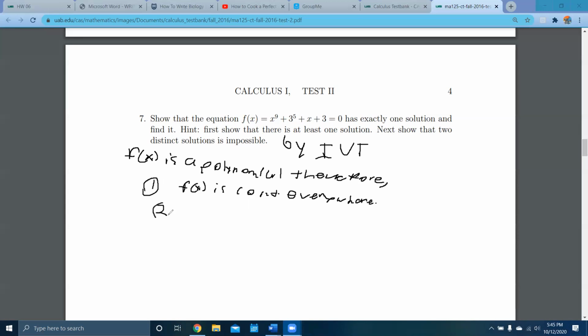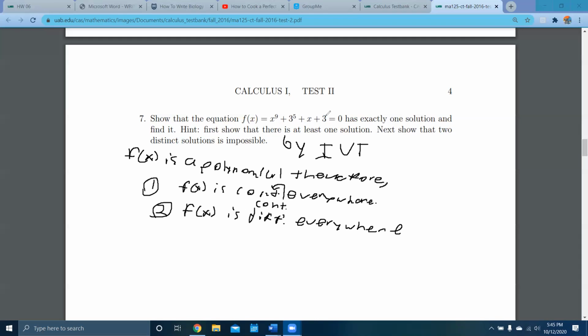And number 2, f of x is differentiable everywhere. And we're going to rewrite this here. Continuous. All right, and it's really easy to prove that. Miranda, look at this equation. F of x equals x to the 9th plus 3x to the 5th plus x plus 3. At no number is this going to not exist. So therefore, it is continuous everywhere.